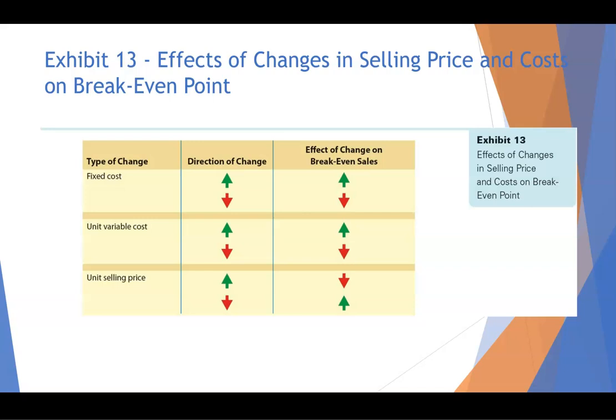These changes on the break-even point in sales are shown here. As fixed costs increase, break-even sales increase, and the opposite is true. With unit variable costs, an increase in variable costs increases our break-even. As the unit selling price increases, the break-even in sales decreases.